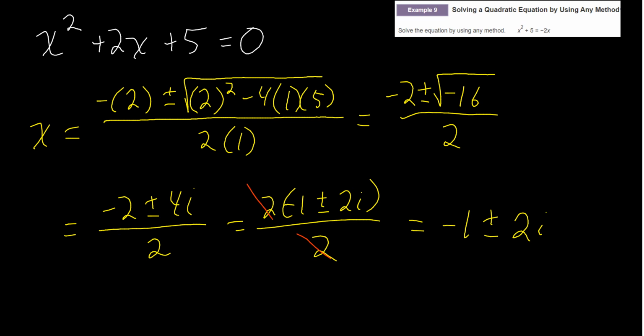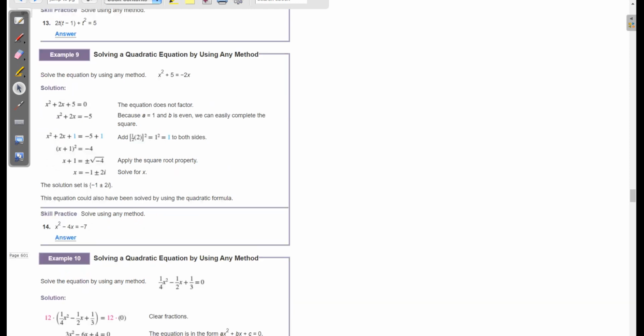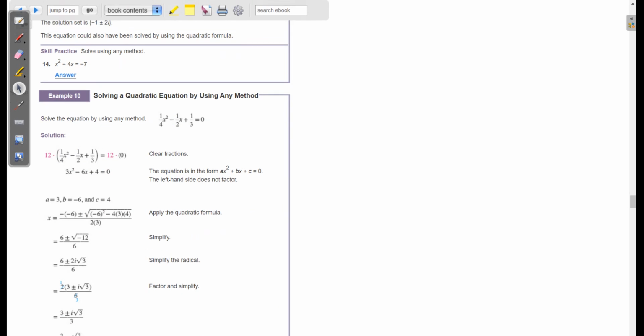Now, let's go back and look at what the textbook did. Again, what they did here was they completed the square. There's nothing wrong with it, but again, it's just not what I do first. They completed the square, then they did the square root method, and we still got the same solution. All right, so it's up to you. It's your prerogative. For me, I would just go ahead and do the quadratic formula.